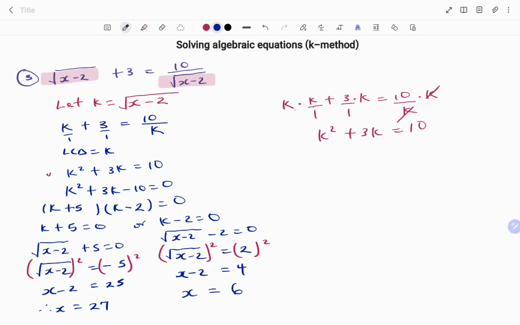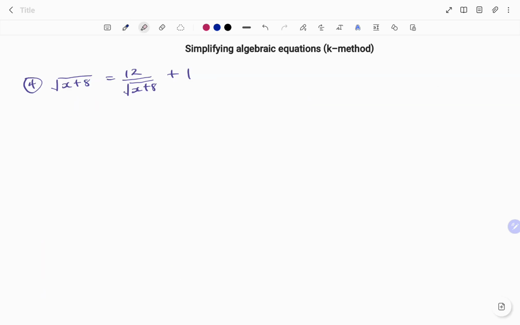Let's try out one more example. In this example, we have square root of x plus 8 equals 12 over square root of x plus 8, all plus 1. I can see square root of x plus 8 is common, so I'm going to say let k equal square root of x plus 8. That will help in simplifying my equation.